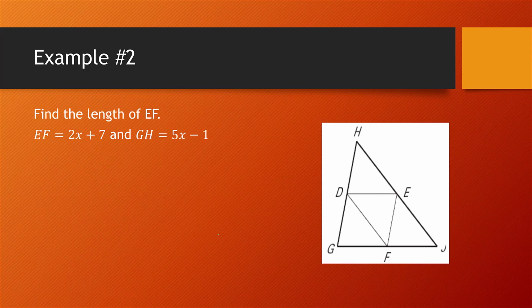Okay, example 2. Find the length of EF. EF is 2x plus 7, and GH is 5x minus 1.